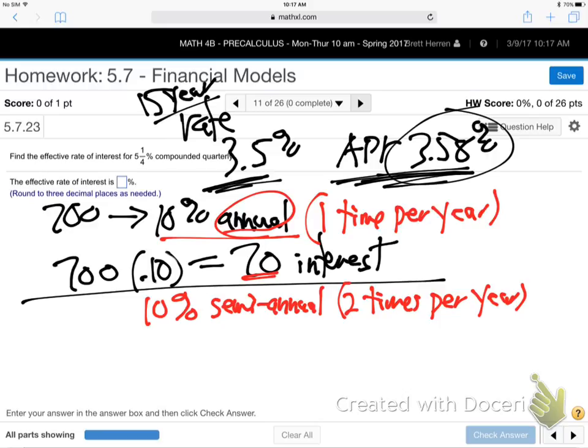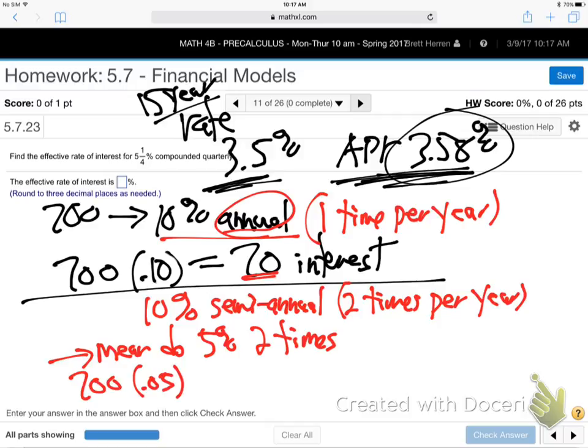So first off, you've got to know what they even mean by the language. They mean do 5% two times. Now you might think that's just the same as 10, but it's not quite. It's actually a little better than 10, so let's see it. Halfway through the year, they're going to take my $700 and give me 5% interest, which is half of the 70. So that'd be $35 in interest. Halfway through the year, they hand me $35 in interest.